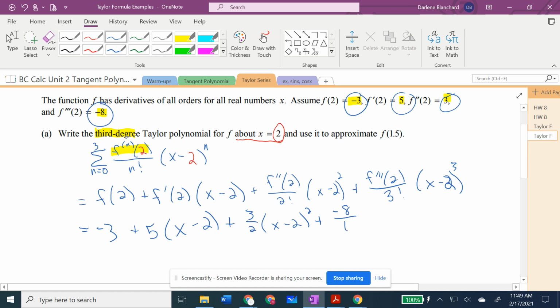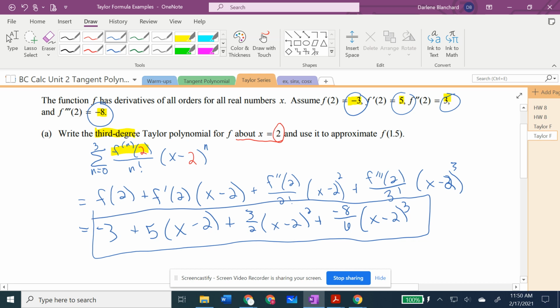3 factorial is 6. You can, in a free response answer, leave 3 factorial as 3 factorial, or you can write it as 6. You can choose not to reduce the fraction of negative 8/6 if you don't want to. That's just up to you, how far you want to go with the simplification, but it's not necessary. So this is the answer to the first part that is asking for that third degree Taylor polynomial.